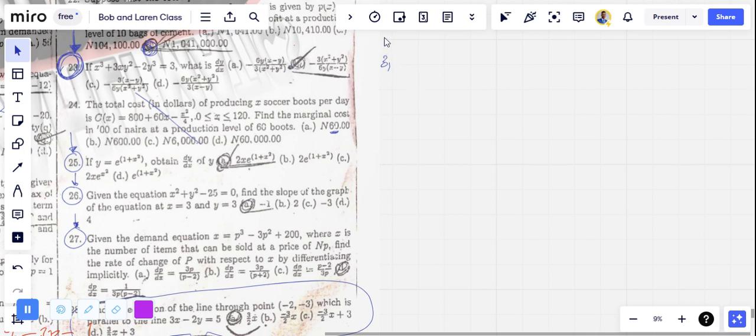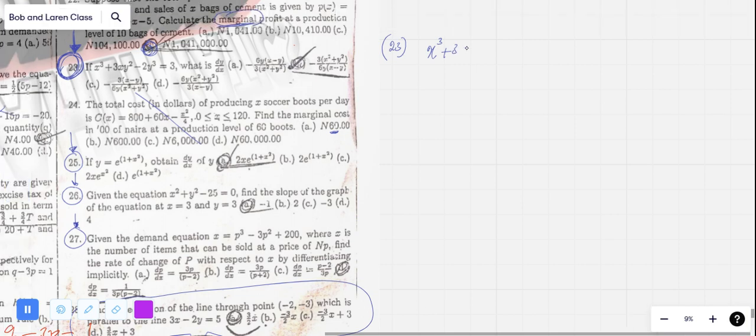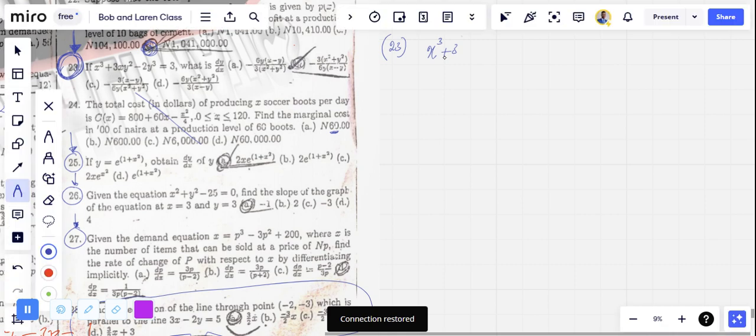So for question number 23, let me take a pen for that. So let's quickly consider question number 23, which says if you have x raised to the power of 3 plus 3x, plus 3x.